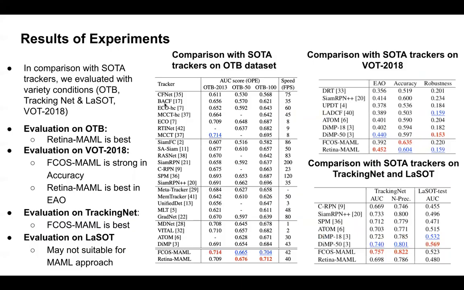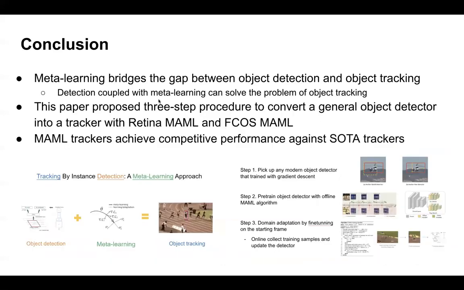First, we compare our method, which are two constructed meta-trackers, with the SOTA trackers on benchmarks: the OTB dataset, VOT 2018, TrackingNet and LaSOT. Numbers in red and blue are the best and the second best results respectively. In conclusion, this paper shows tracking can be viewed as an instance of object detection. Based on this idea, this paper proposes to use meta-learning that bridges the gap between object detection and object tracking.